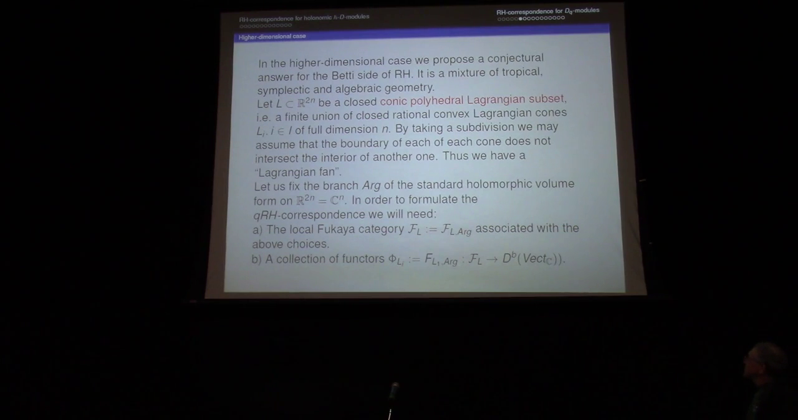Okay, what are the data? On the tropical side, I start with a conic polyhedral Lagrangian subset in R^2n, which I would like to think of as a sort of Lagrangian family. It's a finite union of rational convex cones of full dimension, such that their interiors do not intersect. Also, I fix the branch of the argument function for the standard holomorphic volume form.